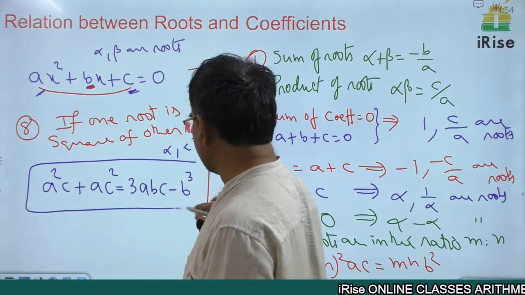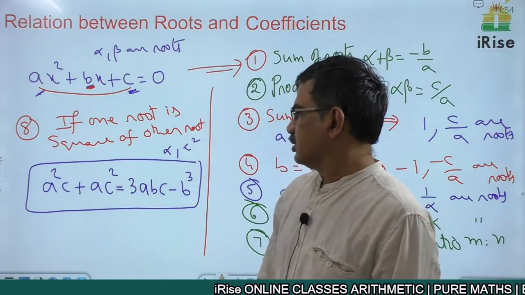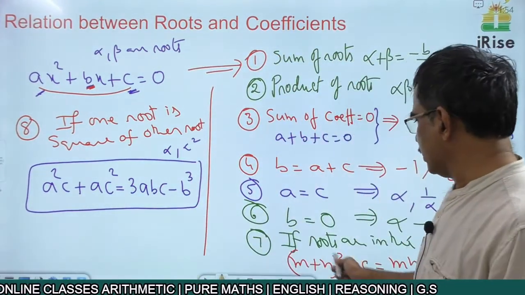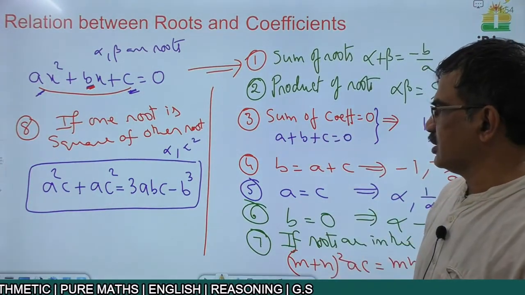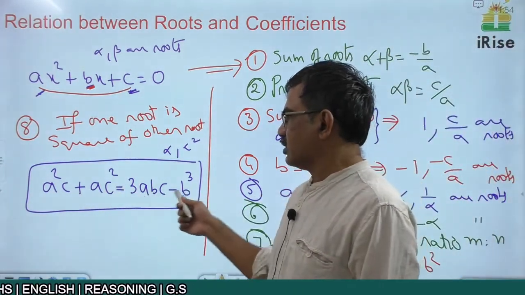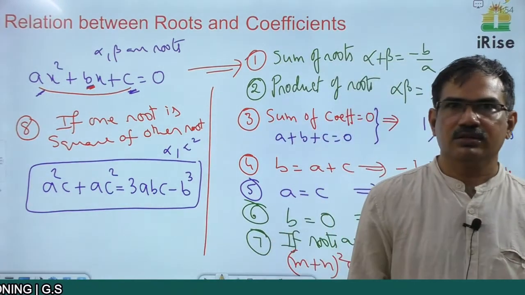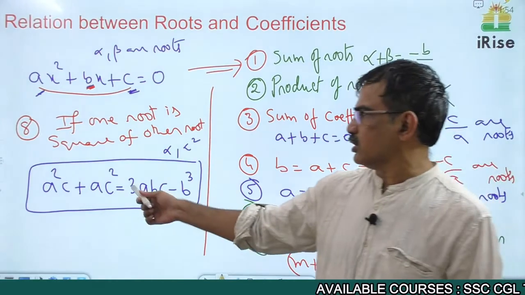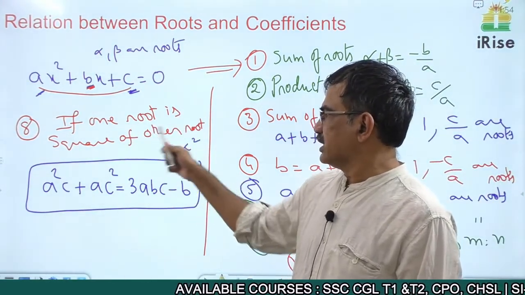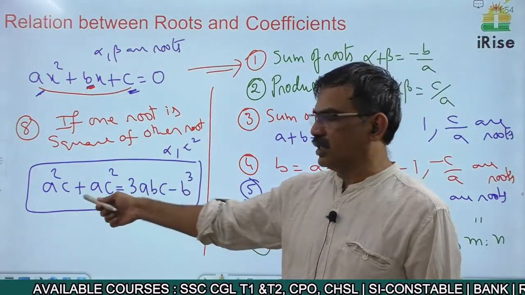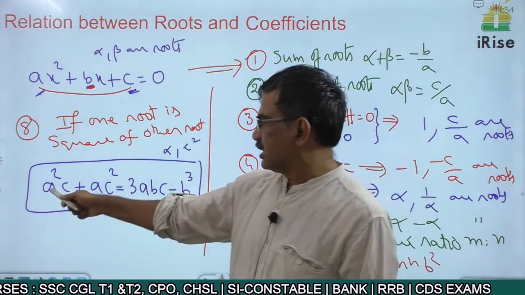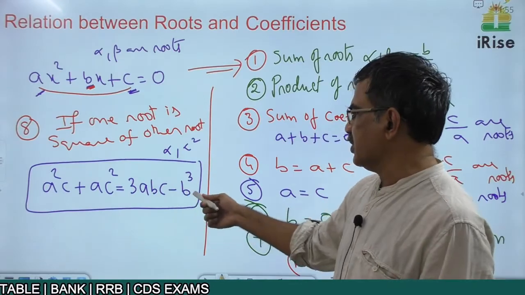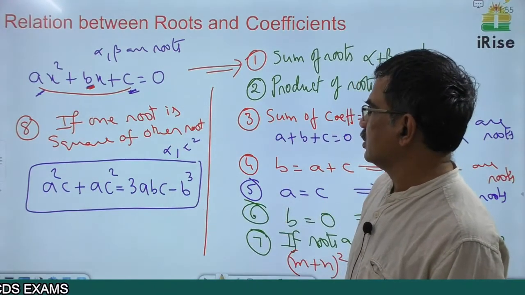A very important condition. Actually, questions are not given based on this. Only these are important for SSC CGL. Actually, this was not given previously. Okay, you have to know. If a question is given, you can solve it. If one root is the square of the other root, then the condition is a square c plus ac square is equal to 3abc minus b cube.